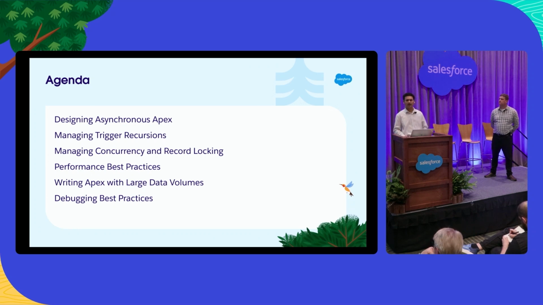Concurrency and record locking. How many of you do not hit concurrency limits? You see, everyone does, except I think we have a gentleman here who writes awesome code. But we are going to take a look at concurrency, record locking, and then some tips around performance best practices.